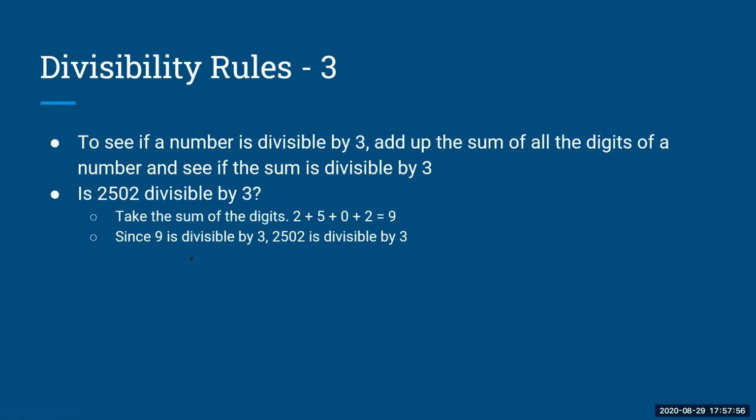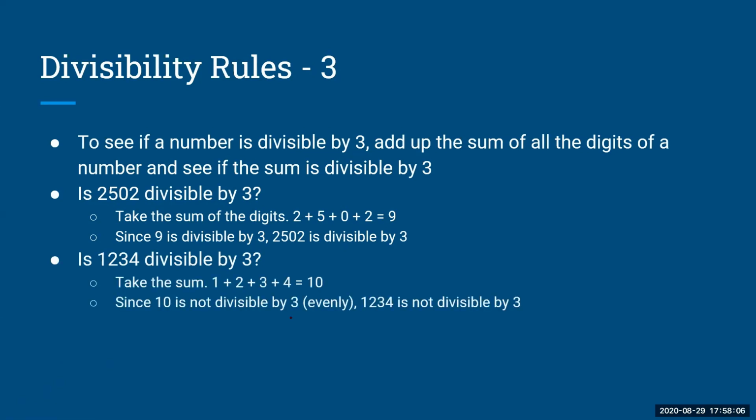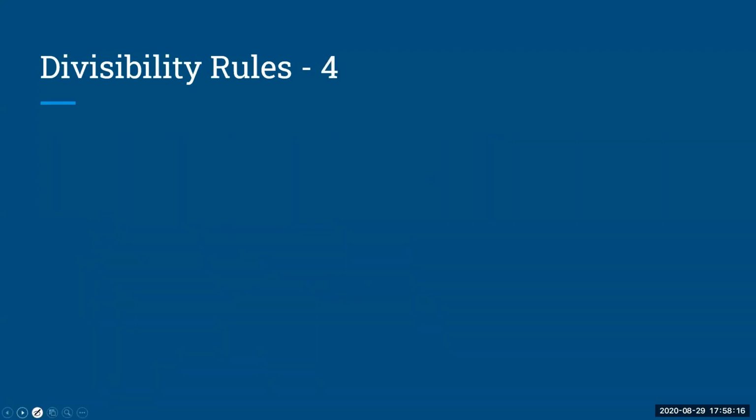And since 9 is divisible by 3, 2,502 is divisible by 3. You can check that yourself. Is 1,234 divisible by 3? Well, take the sum. 1 plus 2 plus 3 plus 4 is 10. And since 10 is not divisible by 3, 1,234 is not divisible by 3. So for 3, add up all the digits.